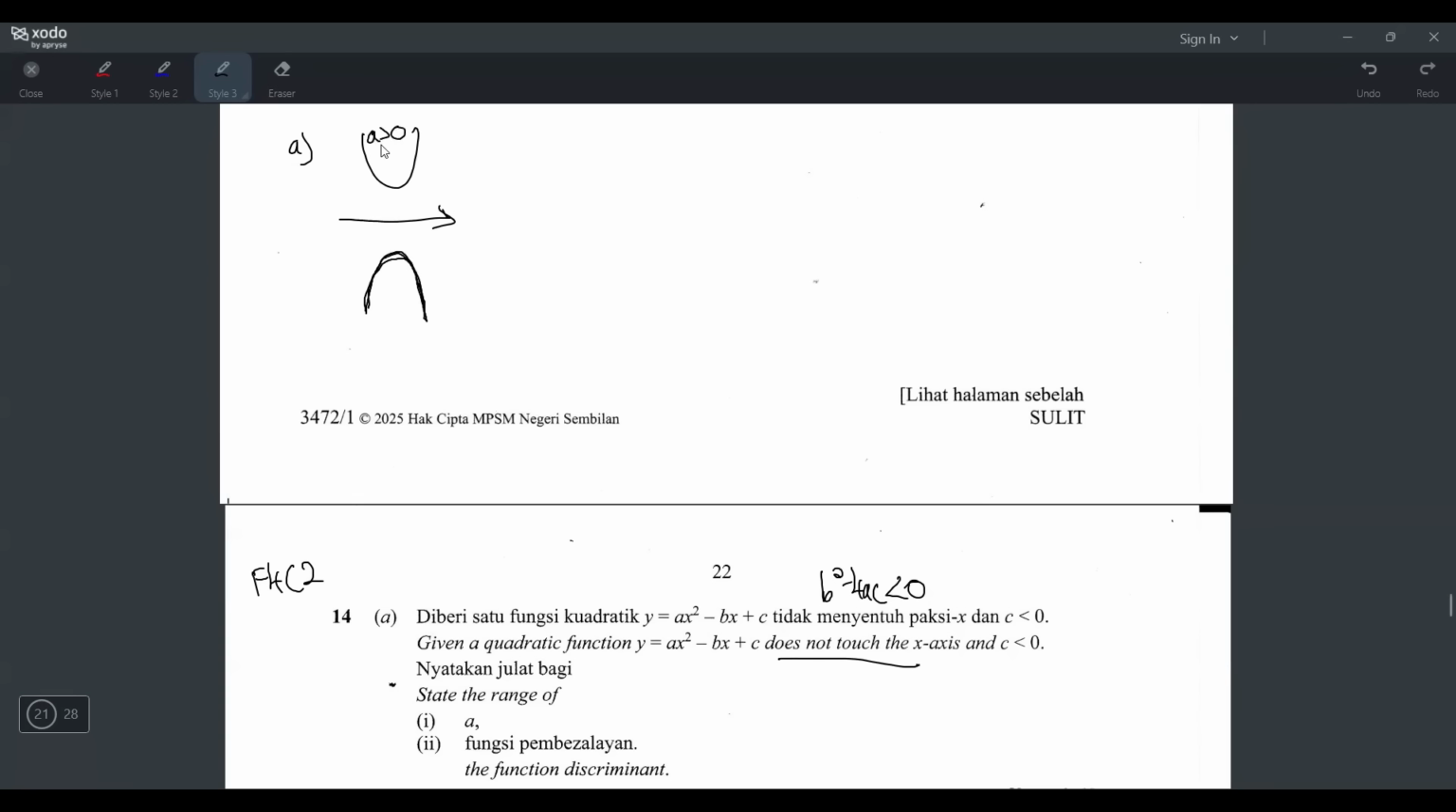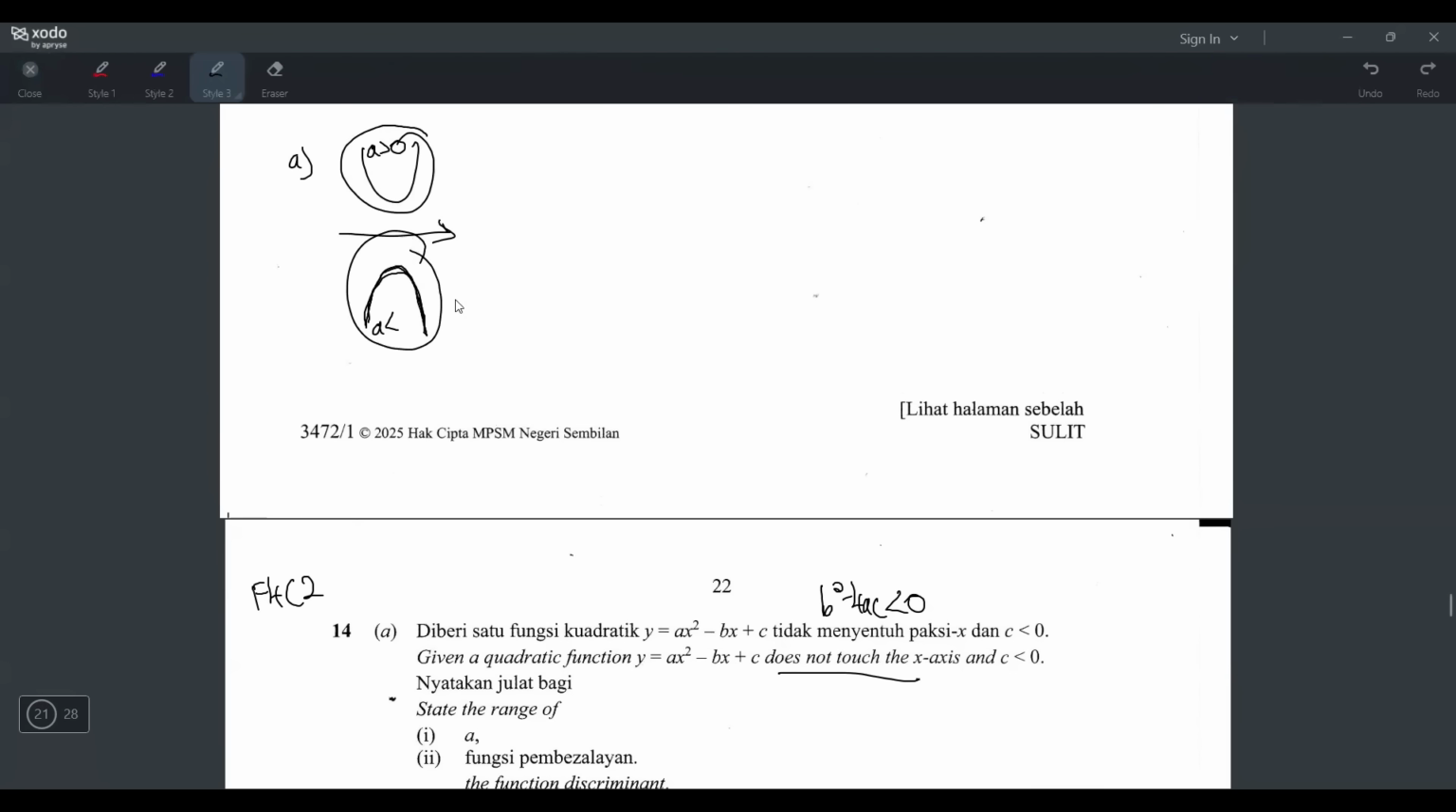It can also be the other shape, right? If your A is positive, then it will be like this. If your A is negative, it will be like this. But they never give us the A, so there's no way for us to know which one. So it's either like that or like that. And as you can see, they both never touch the x-axis. That means no roots. So when no roots, it means the b squared minus 4ac has to be negative.